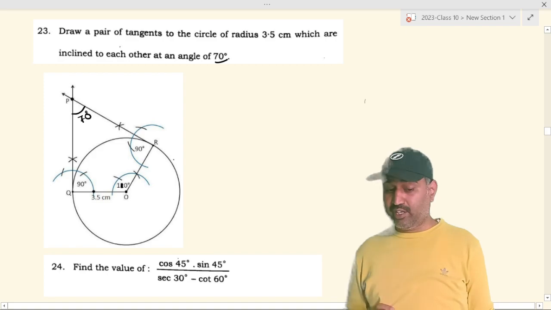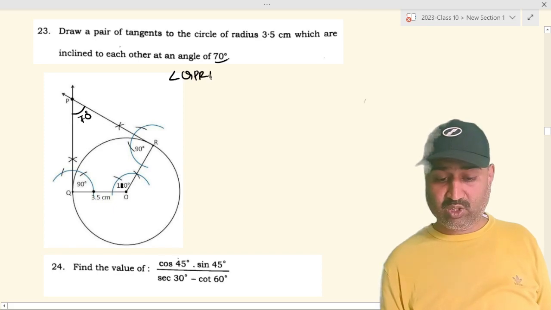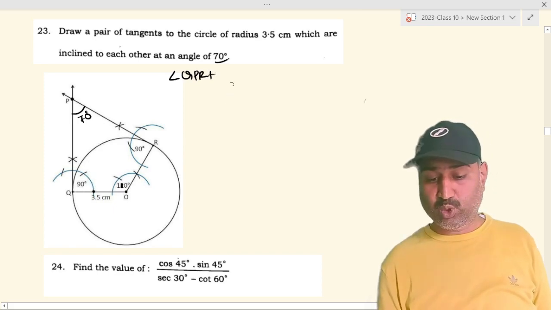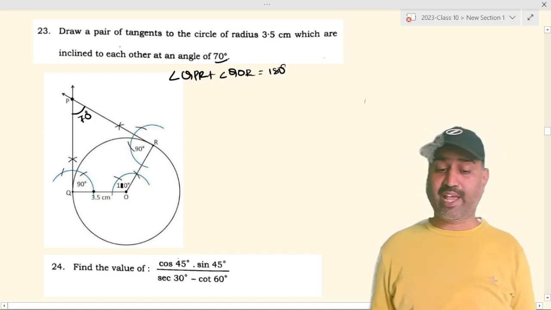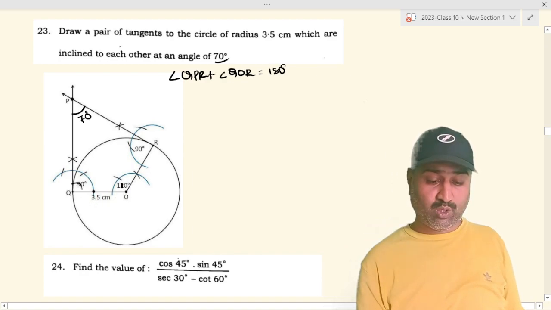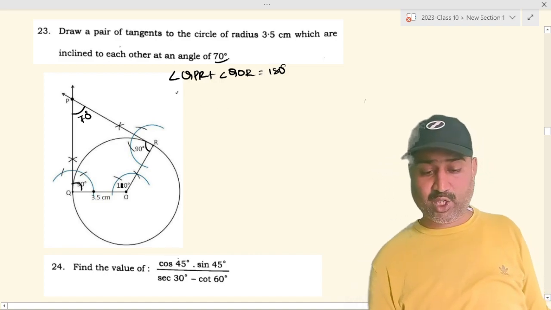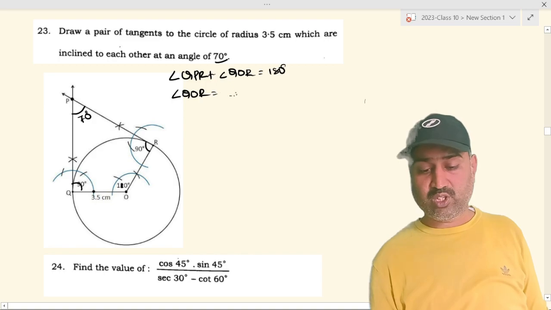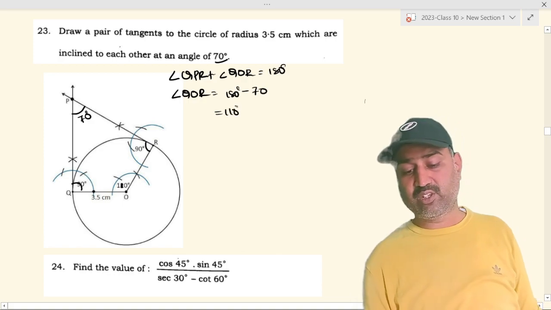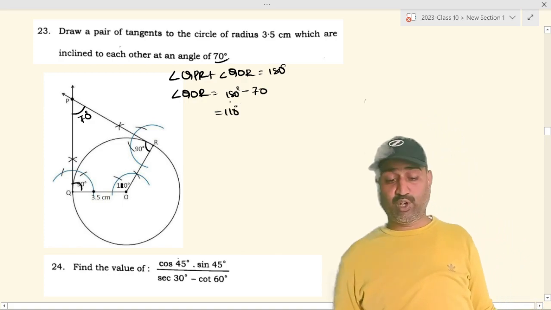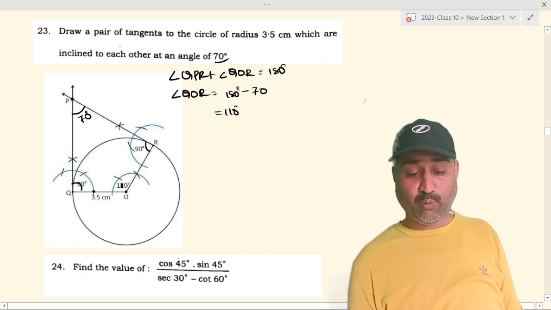Remember, if the angle between tangents is 70 degree, we know QPR, this angle, plus QOR is equal to 180 degree, right? They are supplementary angles because angle Q and angle R are equal to 90 degree, right? Therefore, angle QOR is equal to 180 minus QPR, which is 70, equal to 110 degree. Therefore, we have to draw a radius OQ and another radius OR with 110 degree.